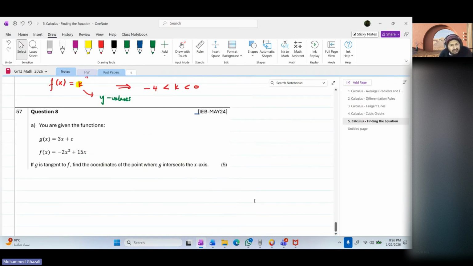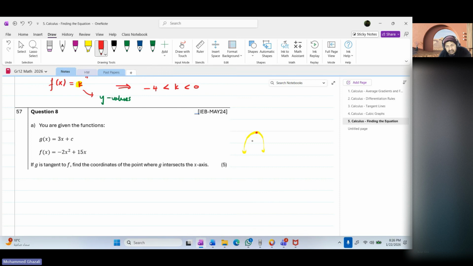Now let's see. You are given the function g of x, which is 3x plus c, and you are given the function f of x, which is minus 2x squared plus 15x. If g is a tangent to f. Now what is, if g is a tangent to f? Clearly, this f of x function is minus 2x squared plus 15x. It's just a parabola, right? We need to visualize what we are doing here, right? It's a parabola function.